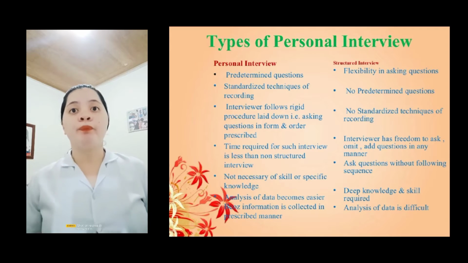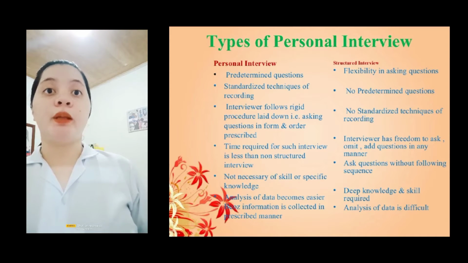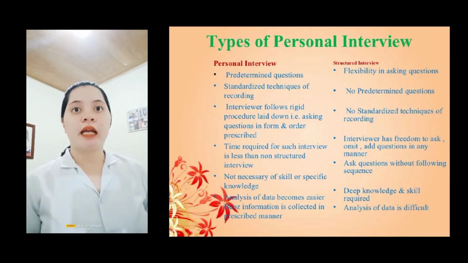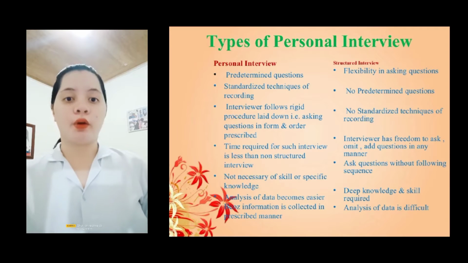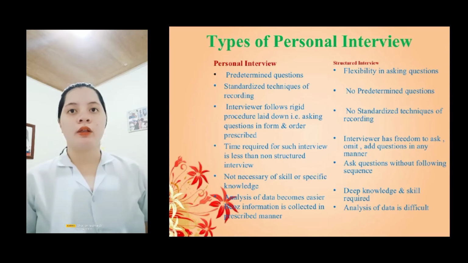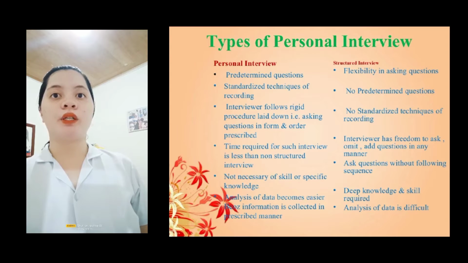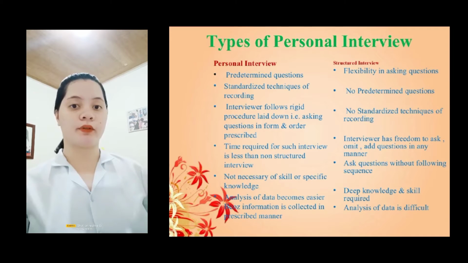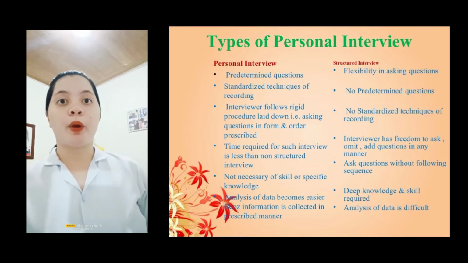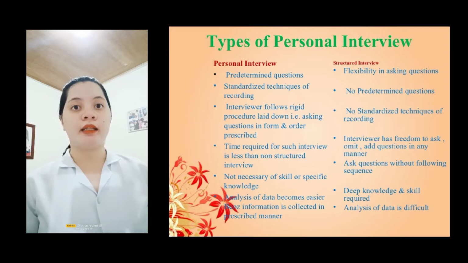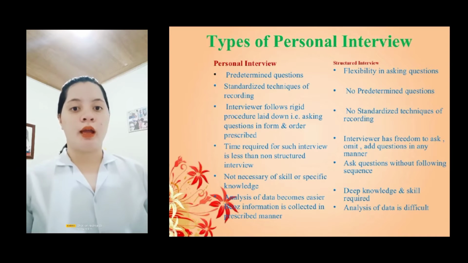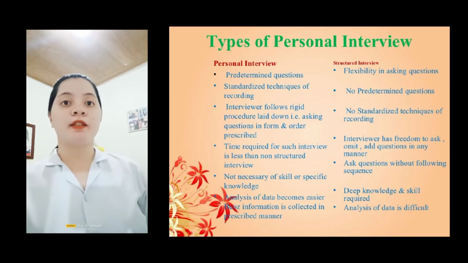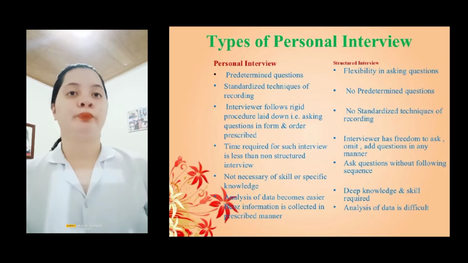So in here, we need to predetermine questions. Next is standardized techniques of recording. Next, the interviewer follows a rigid procedure laid down, for example, asking questions in the order prescribed. Next, the time required for such an interview is less than a non-structured interview. Next, no skill or specific knowledge is necessary.